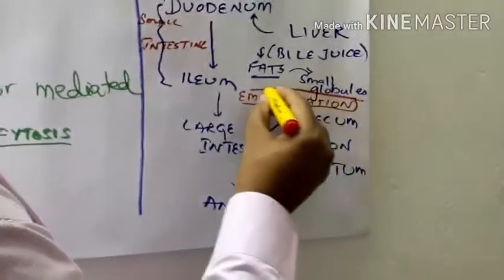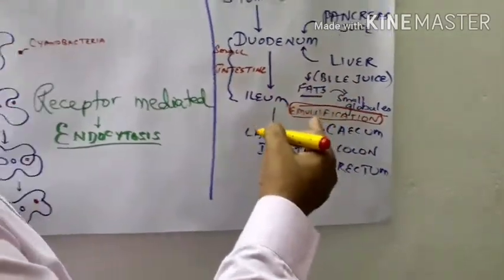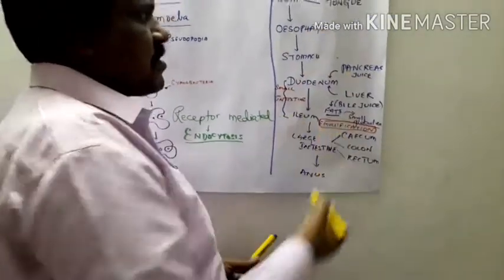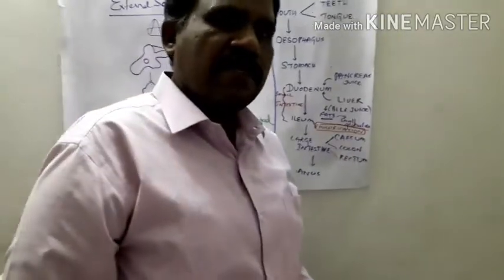Is it clear, friends? So this is what happens due to the liver. These are the various processes that occur in the human system. Okay, friends, I hope you understood here.